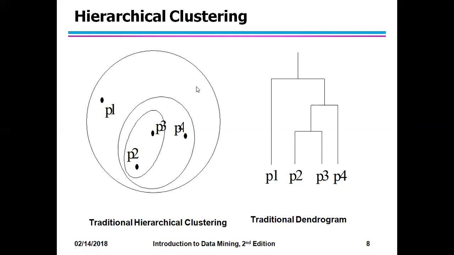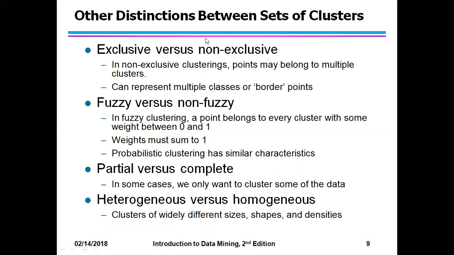Apart from that, you also have many different sets of clusters. They can be exclusive or non-exclusive. In non-exclusive, a point may belong to multiple clusters; you cannot have a single one. It can be fuzzy versus non-fuzzy, partial versus complete, or heterogeneous versus homogeneous. Clusters of widely different sizes, shapes and densities are computed with these different distinctions between the sets of clusters.